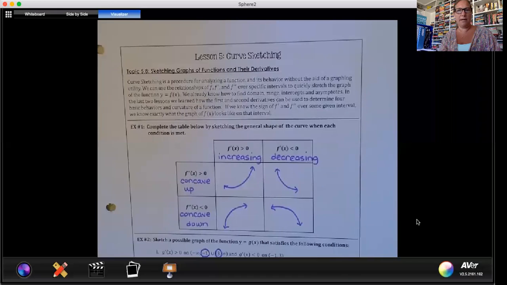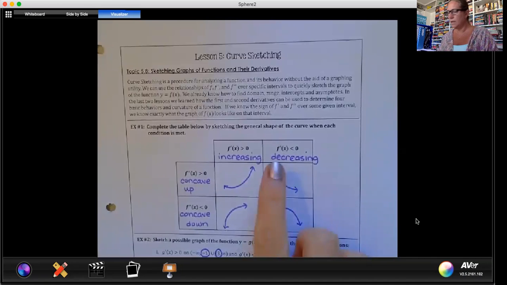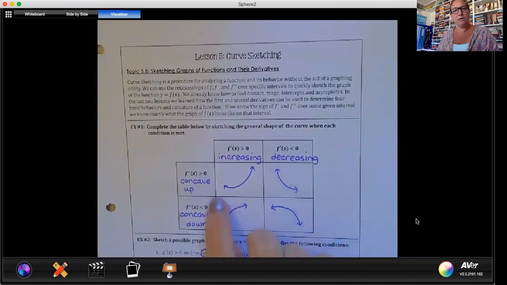Hey guys, today we're going to do section 5 on curve sketching. You may want to have a piece of notebook paper handy, and I have already filled in some of your information for you. So this is a little chart that may help you figure out what your graph is supposed to look like.